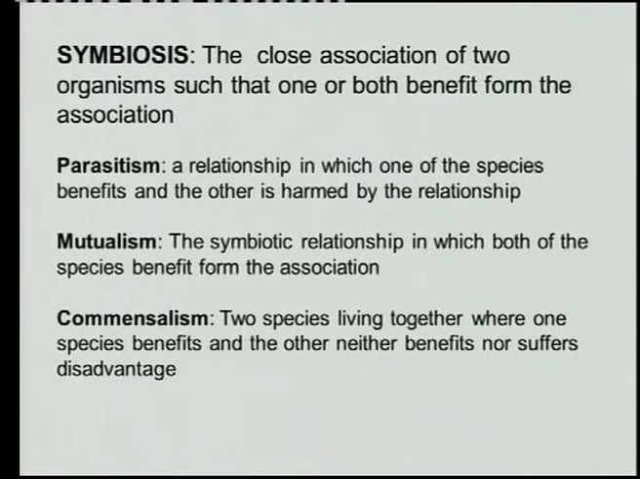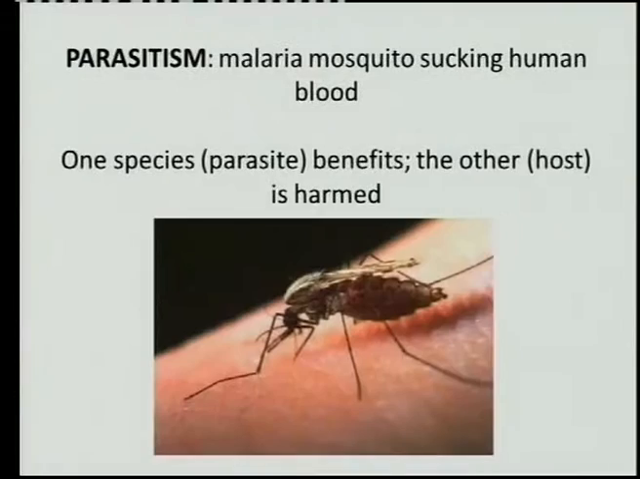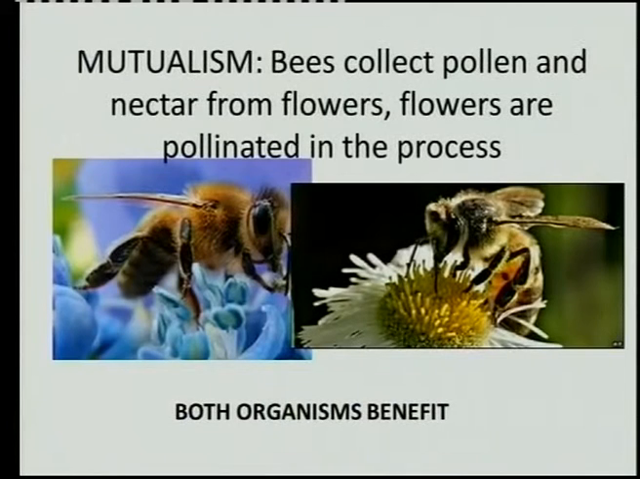And we've got the three: parasitism, mutualism, and commensalism. You have to know what they are, what they mean, definitions, and examples of each. So let's have a look at parasitism. They've got a mosquito, an ectoparasite, sucking human blood, or a fly sucking blood, where the one species benefits and the other one is harmed.